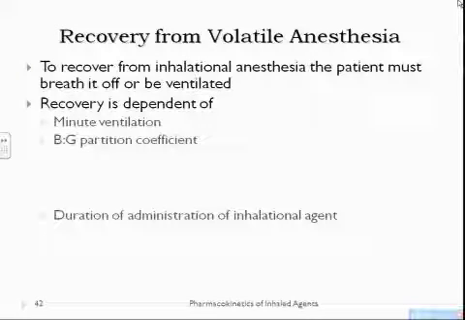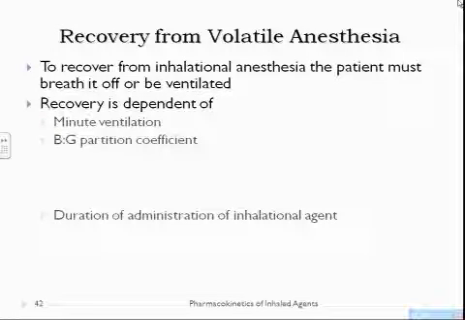Just like we try to teach you how gases go in, a lot of times people don't teach you enough about how the gases come out. Now, recovery of a patient from an inhalational anesthetic is totally dependent on minute ventilation. The minute ventilation is respiratory rate times tidal volume. If minute ventilation goes up, the person emerges more rapidly. If minute ventilation falls, it takes longer to wake the person up. Simple, right? Now, what can affect minute ventilation?